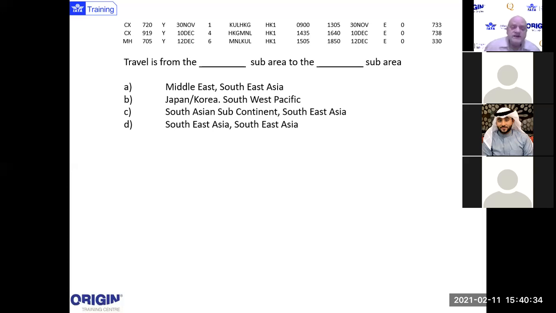Where does this journey start? Which city? Kuala Lumpur. Kuala Lumpur in Malaysia. Malaysia is in which sub-area, do you think? Southeast Asia, absolutely. And then we go to... there's only one. Hong Kong, Manila, Kuala Lumpur.